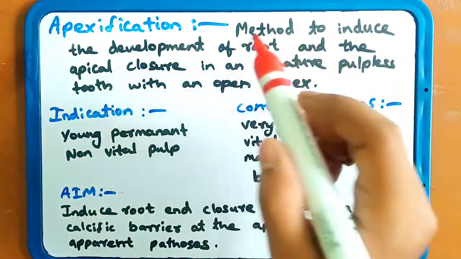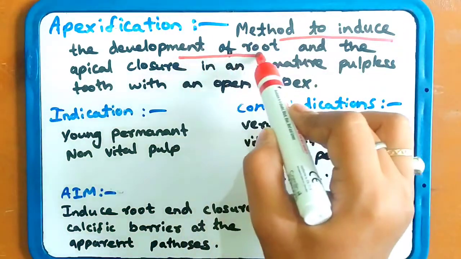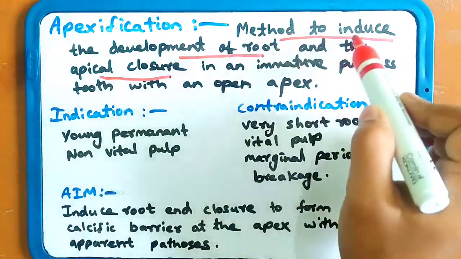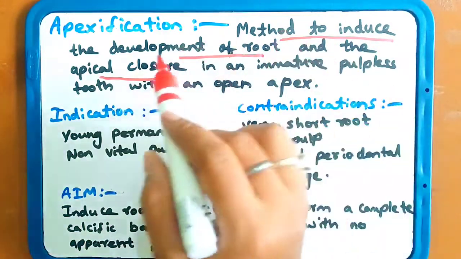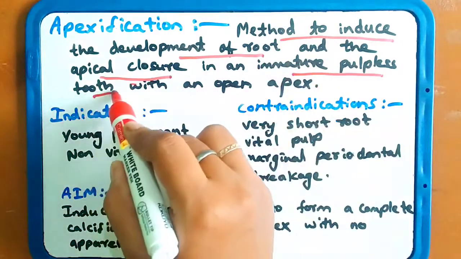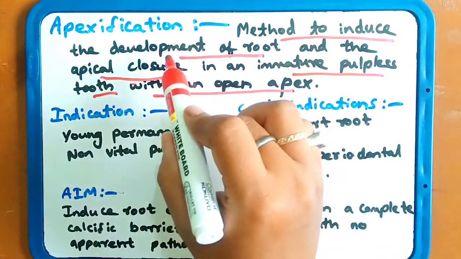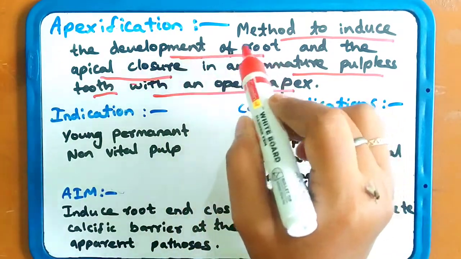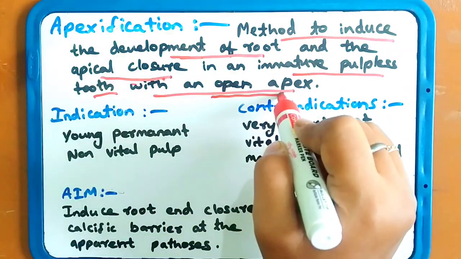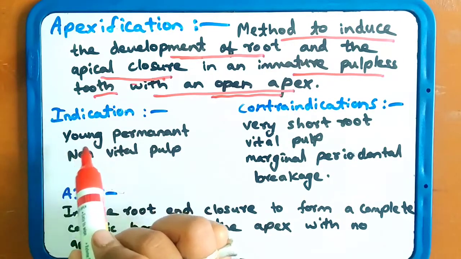Now, what is apexification? Apexification is a method to induce the development of the root and the apical closure in an immature pulpless tooth with an open apex. You are going to do the development of the root and apical closure at the open apex. It is done in young permanent non-vital pulp.